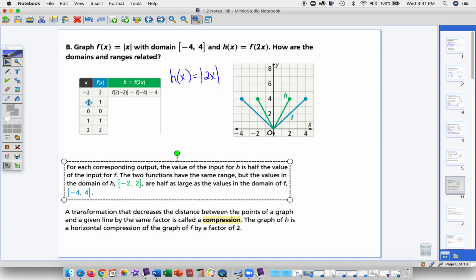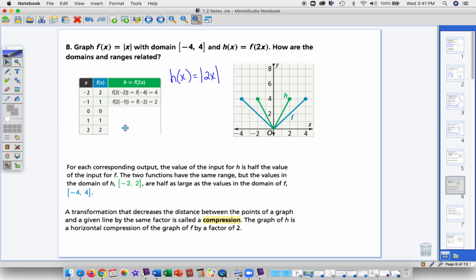For the next one, we're plugging in -1. So that means h of 2 times -1, which is f of -2. F of -2 I can get from the chart here, or I can go to where x is -2 on the graph and get it from here. Either way, I get a y value of 2. And again, this last column are the y values for the h function. When I plug in 0, again, there's no change. When I plug in 1, I'm doing 2 times 1, so it's really f of 2, and f of 2 is equal to 2.